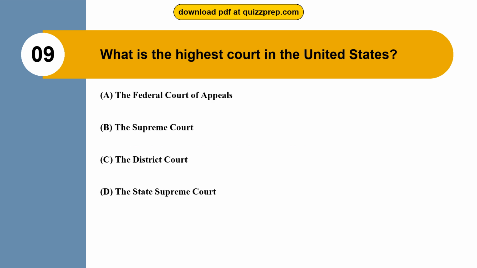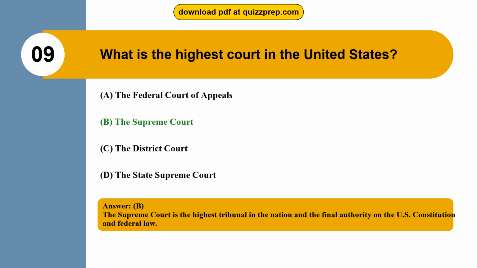Question 9. What is the highest court in the United States? Option A, the Federal Court of Appeals. Option B, the Supreme Court. Option C, the District Court. Option D, the State Supreme Court. The correct answer is option B, the Supreme Court. The Supreme Court is the highest tribunal in the nation and the final authority on the U.S. Constitution and federal law.